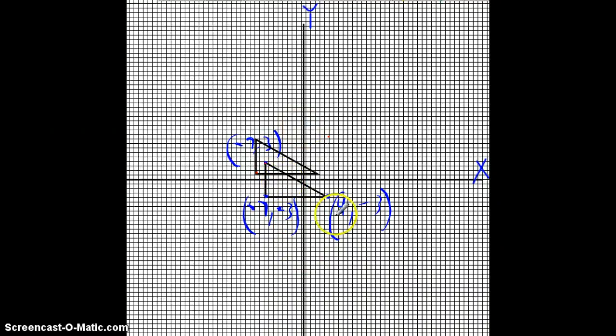So our new coordinates would be 2. Let's do this in a different color, sorry. 2. And we did up 4. So that brings us to 1. Over here, it's going to be negative 9, 1. Over here, it'll be negative 9, 7. Okay, so that's our new triangle.